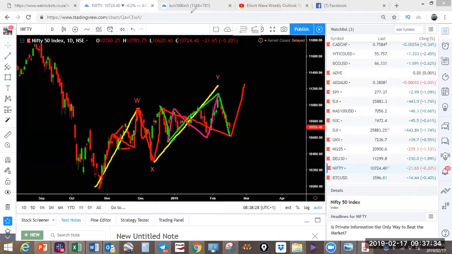Okay, let me remove this line here so you can see clearly what I'm doing. So you can see that I'm not just playing with the lines. This is an ABC structure in red. ABC. Green is another ABC structure. ABC, I won't put in the C there just to avoid cluttering the chart. Now, purple, another ABC move, complex B correction.